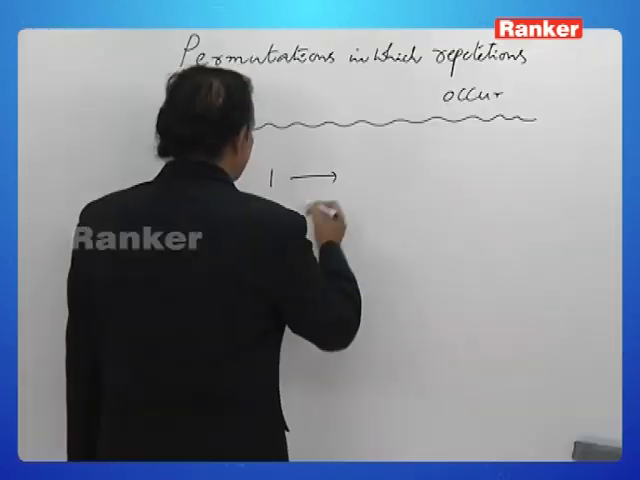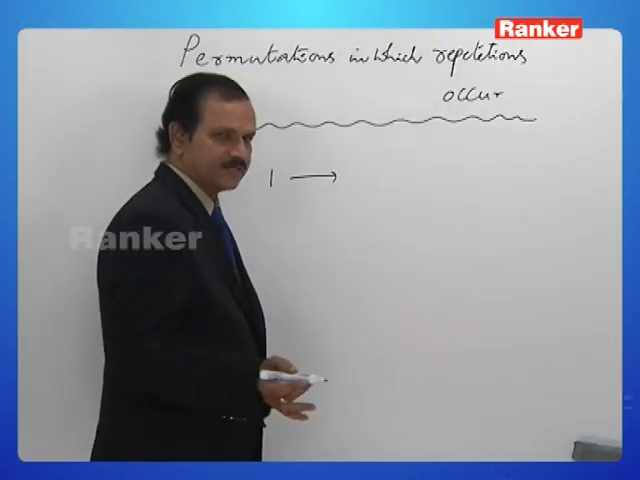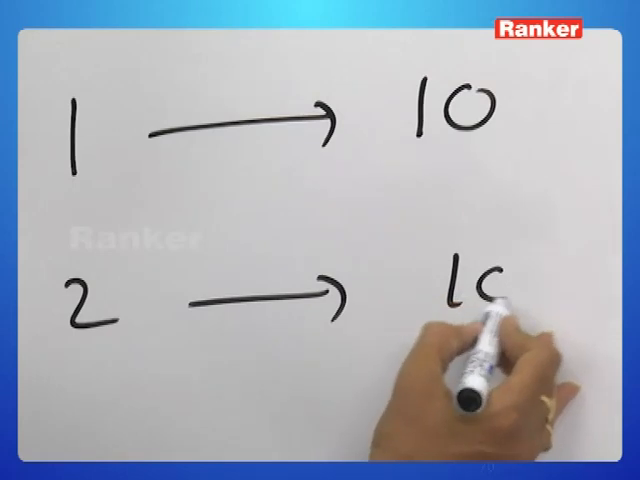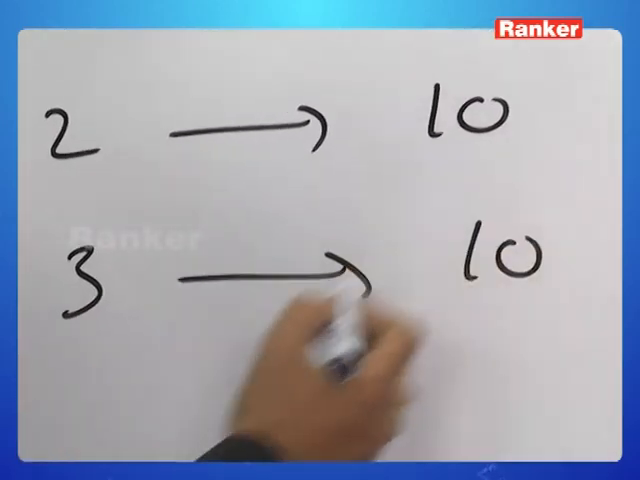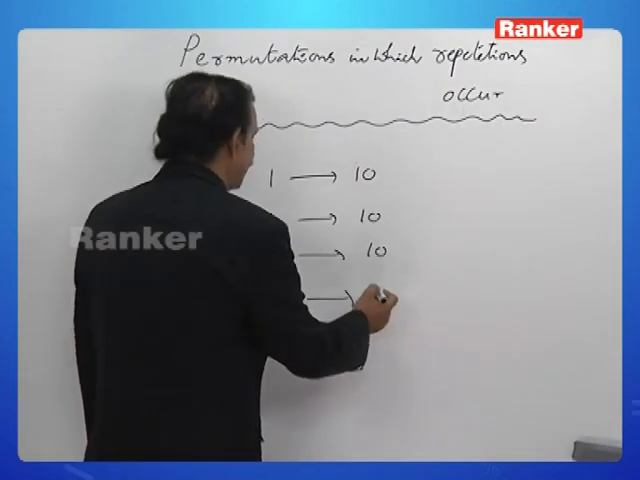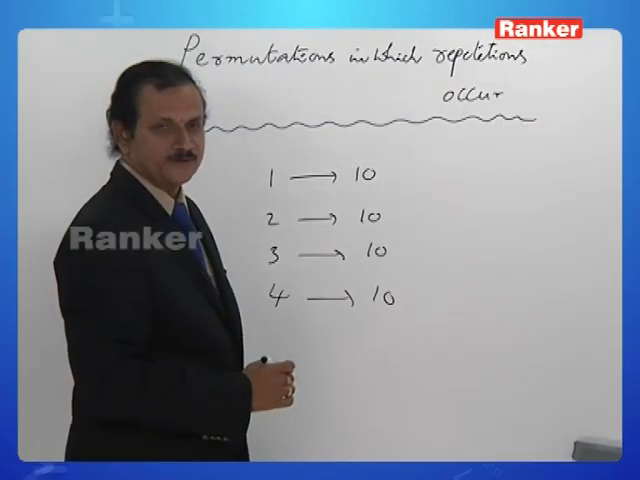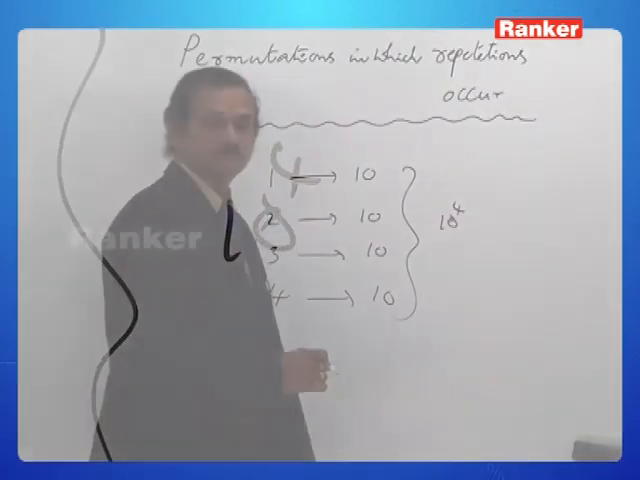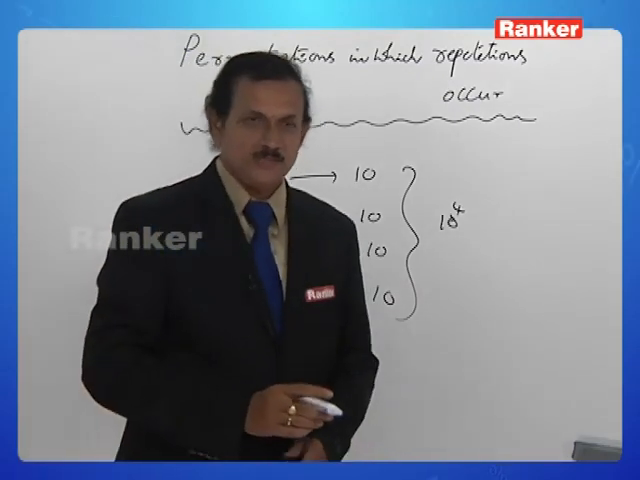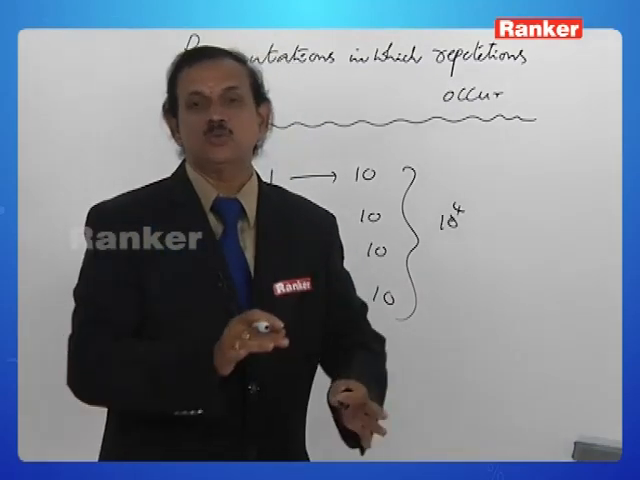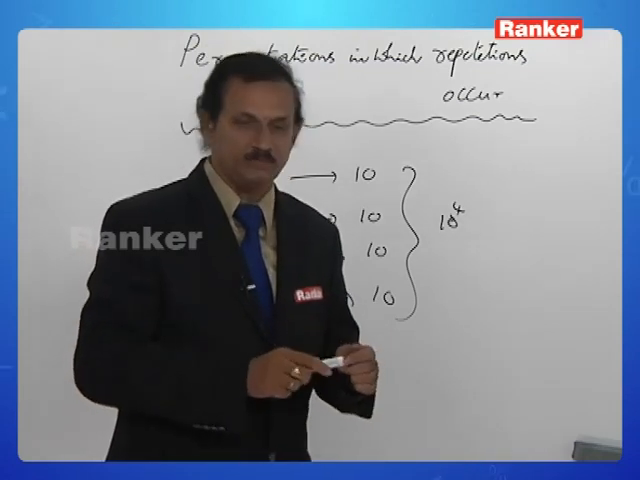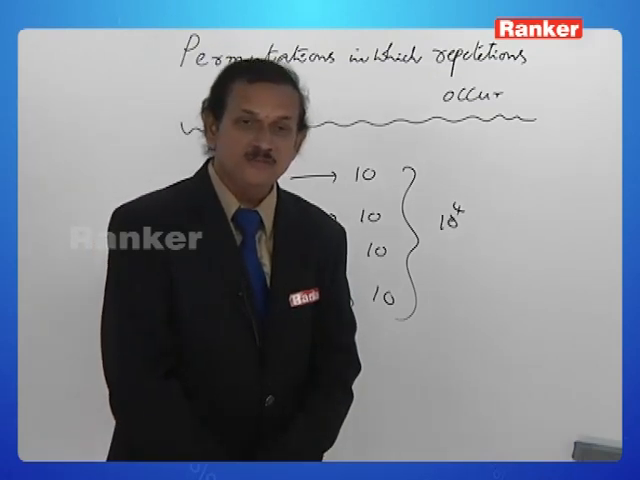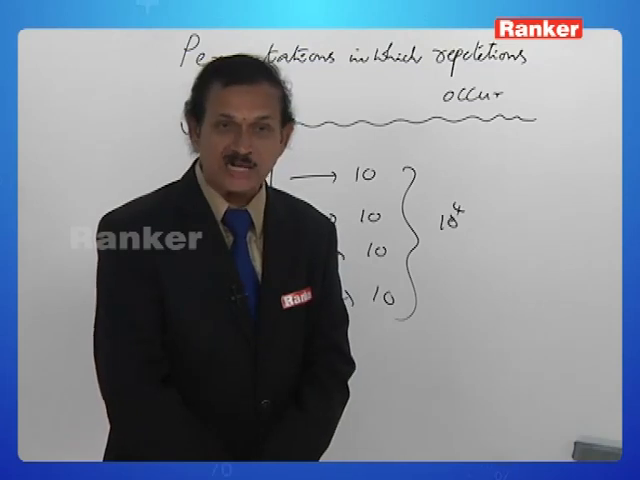First sweet. How many ways can you give? There are 10 children, 10 ways. Second sweet, 10 ways. Third sweet, 10 ways. Fourth sweet, 10 ways. Altogether, 10 into 10 into 10 into 10. How many ways? 10 power 4 ways. Suppose I reverse these two numbers. I have 10 sweets with me and there are 4 children before me. In this case also, does the same answer 10 power 4 occur?